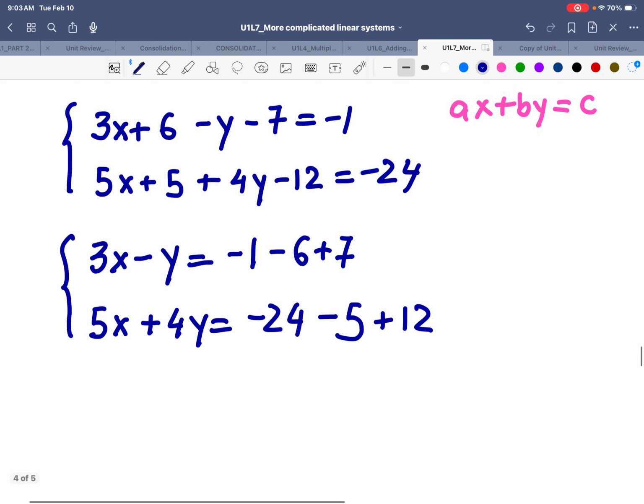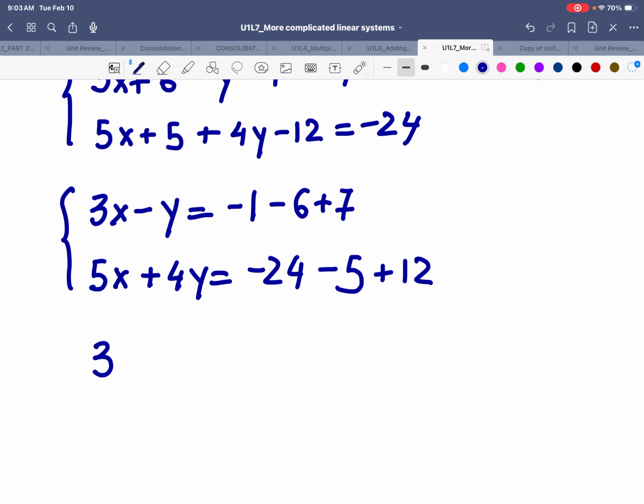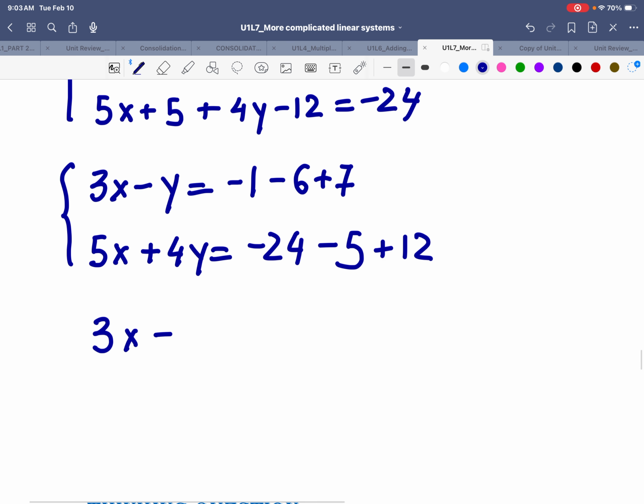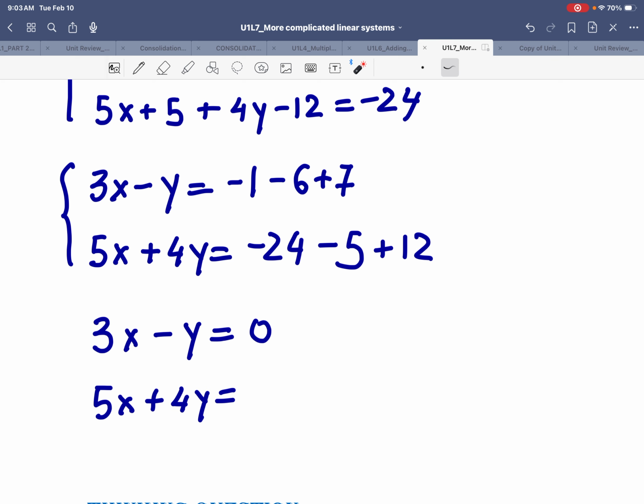And one last step to make the equations in the ax plus by equals c form. We have 3x minus y equals -1 plus 1, that's a 0. And 5x plus 4y equals, so we have -24 and a 12, -12 minus 5, -17. And you can use the calculator for it.